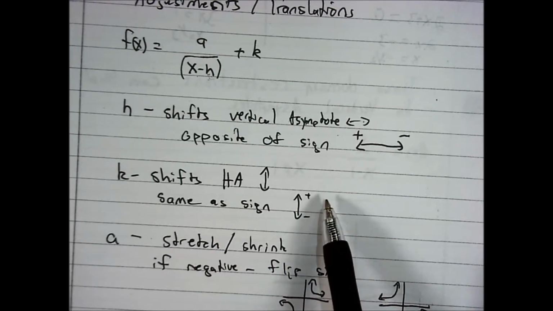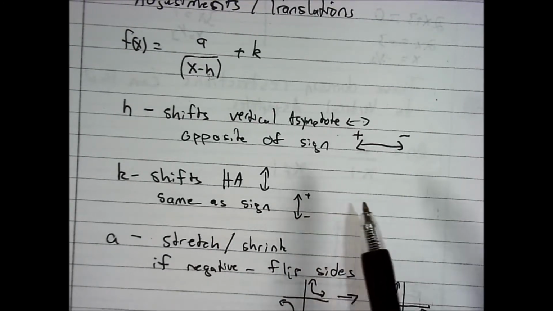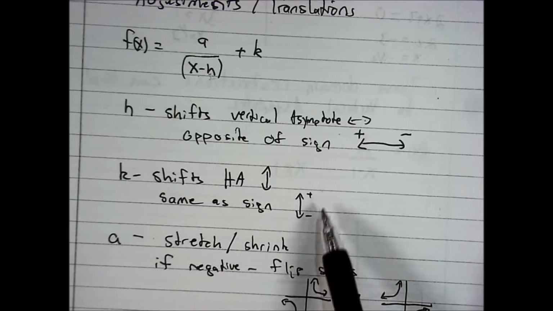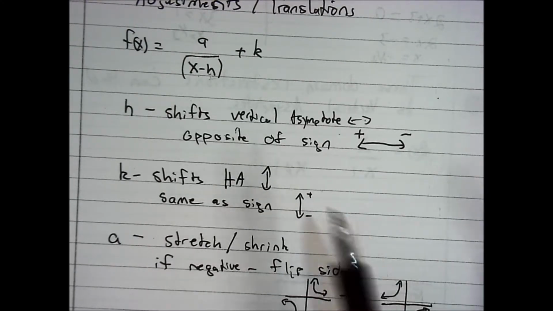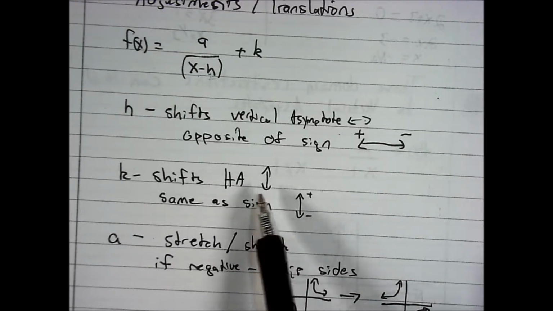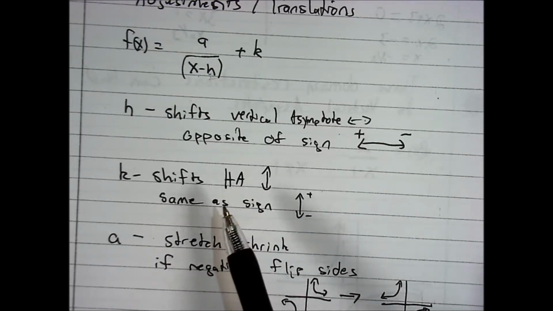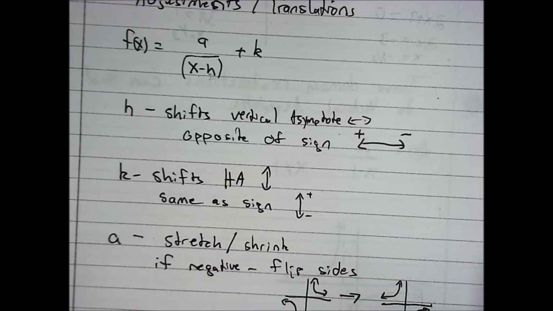Our plus k on the back side is going to do any vertical shifting. It's going to be going up and down. It's going to be the same as you would think. If it's like a plus 5, it's going to go up, but minus 5 is going to bump everything down 5. The most noticeable thing you'll see being shifted is the horizontal asymptote. Okay? It'll really affect that horizontal asymptote. You'll see that going up and down.